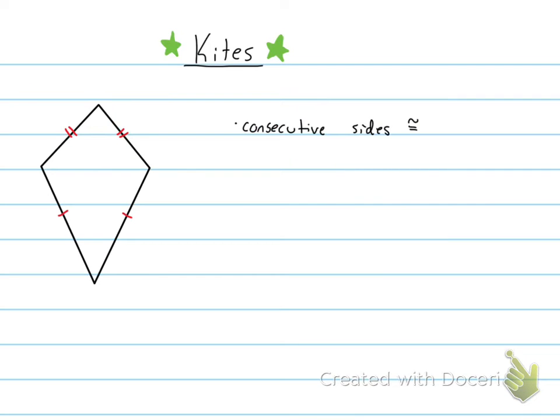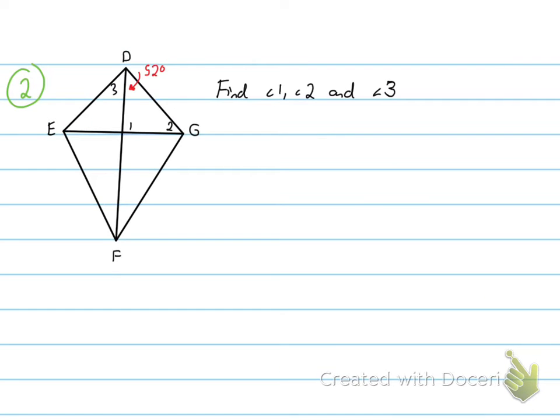And now let's talk about kites. So kites, we already know consecutive sides are congruent. The only other really important fact about a kite is to know that diagonals are perpendicular. So let's go through a problem here. I'm given a kite here, and I want to figure out what angle 1, angle 2, and angle 3 are.